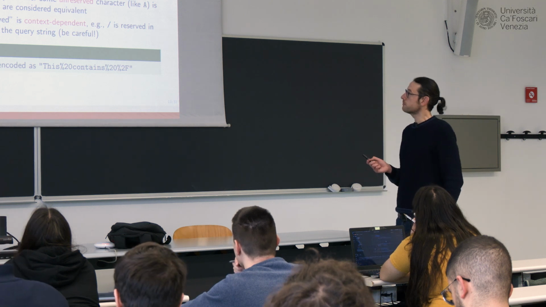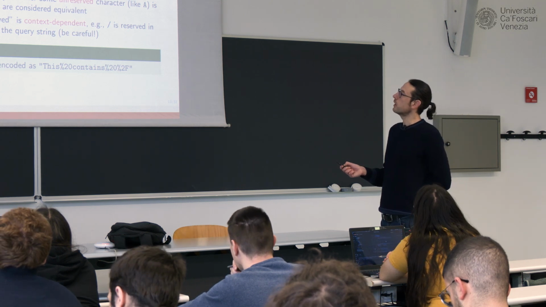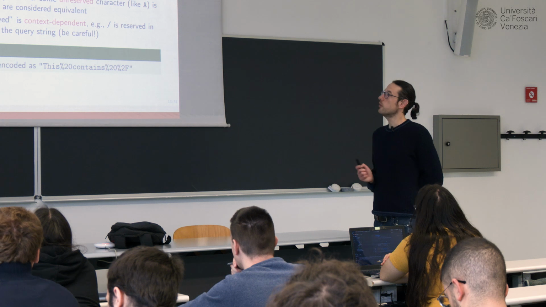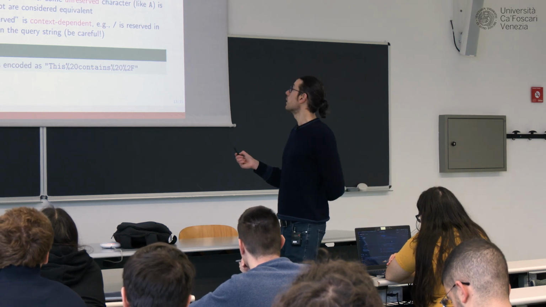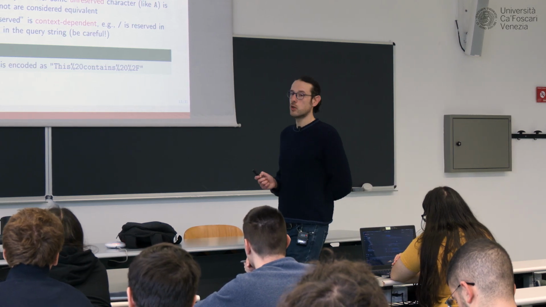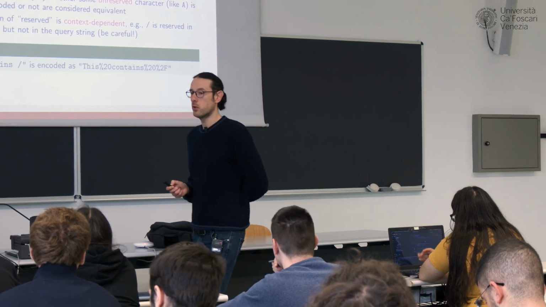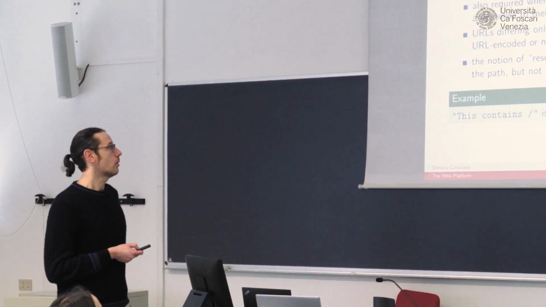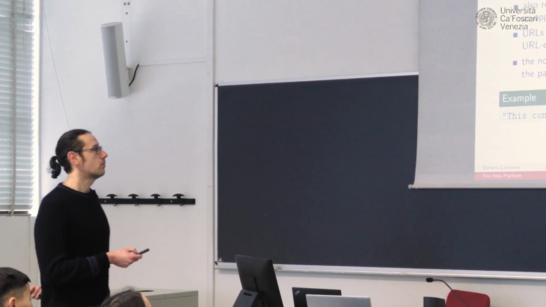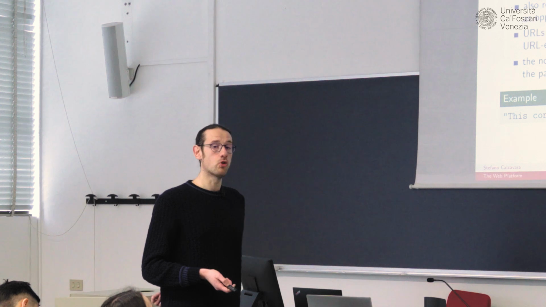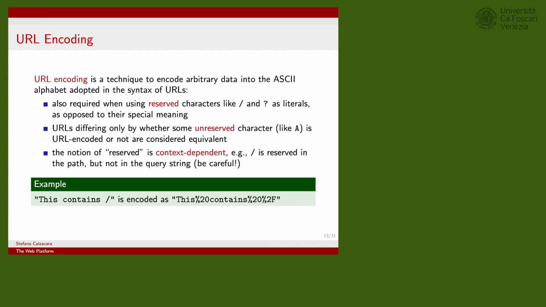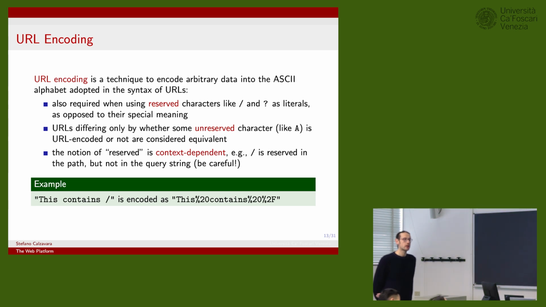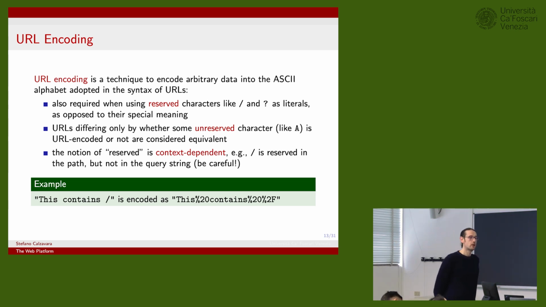So what are the rules? Of course, if you encode a reserved character, you modify the meaning of the URL. If you put the encoding of a question mark, you are not denoting a query string. If you don't encode that, you are starting the query string component. While URLs which differ because you encode some non-special character, like the big A, have no special meaning. So an encoded character and a decoded character are the same if the character is unreserved.